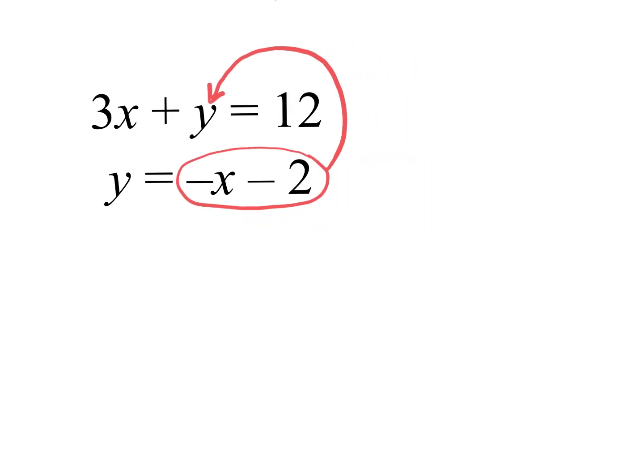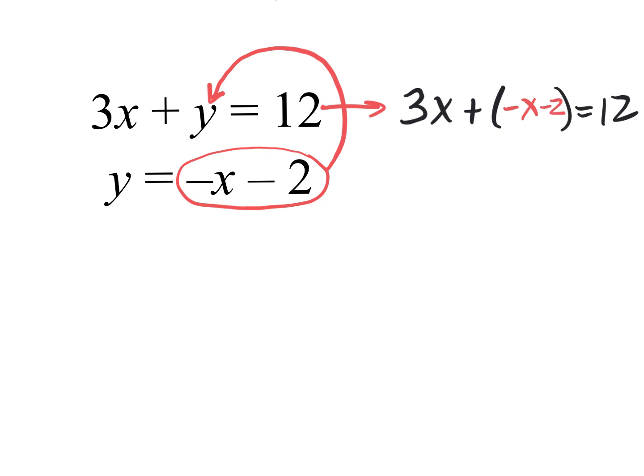If I'm plugging it into the y, I want to have a new equation that reads 3x plus y equals 12. Notice that I put parentheses in place of the y. Why is that? Because I am going to plug in this variable expression that y equals into the y. So this negative x minus 2 is going right in there. Let me plug that in. Negative x minus 2 goes right in there.